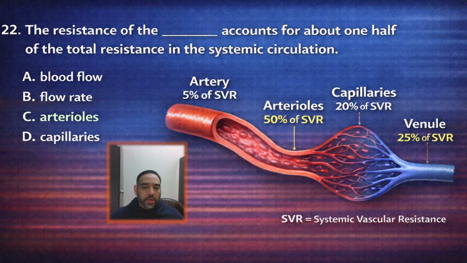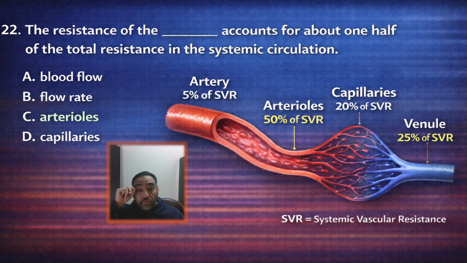Okay, so this question asks, the resistance of the blank accounts for about 1/2 of the total resistance in the systemic circulation. And the correct answer here is going to be the arterioles. Remember, arterioles are called the resistance vessels for a reason. They account for about 1/2 of the total systemic vascular resistance, SVR.